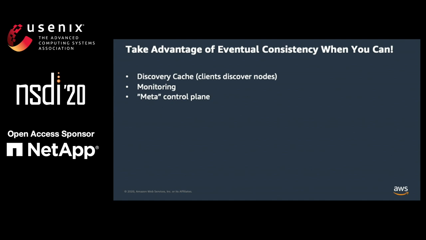When we repair Physalia cells as nodes in them might fail, we do that with a meta control plane that uses eventually consistent data. And we did a bunch of formal methods work to prove that that eventual consistency didn't break the correctness of our various protocols. But the lesson here, I guess, is that eventual consistency is actually easy and cheap to build, but can be subtle. So take advantage of it when you can.